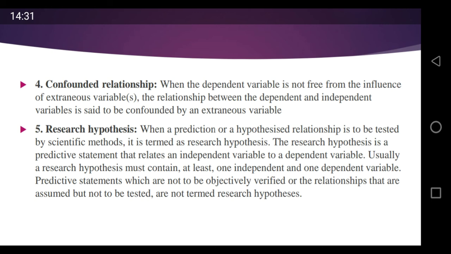Don't get confused here, friends. We have types of variables: dependent variable, independent variable, and confounded variables, and the fourth one is the extraneous variable. Extraneous variable means the dependent variable value will change depending on it. Now, confounded variable: the relationship between the dependent and the independent variable is confounded by an extraneous variable. The independent and dependent variable result can be changed with the influence of extraneous variables.